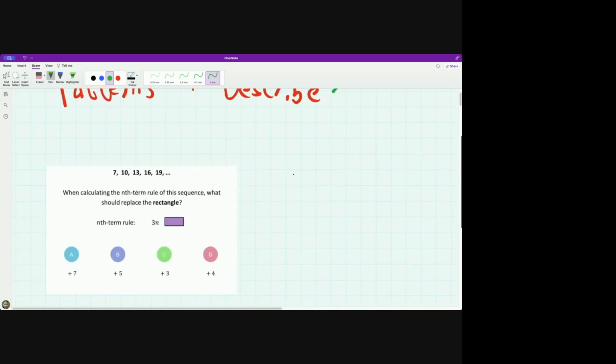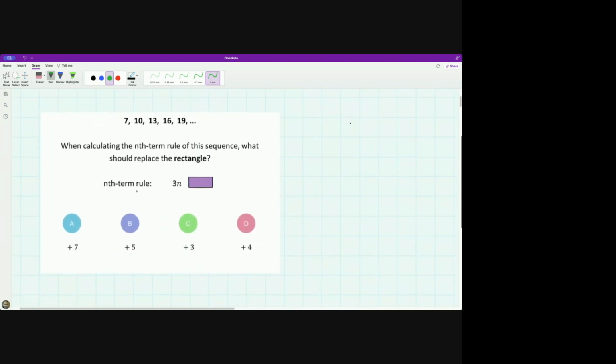I want to give you this multiple choice question. It says, you have the number pattern 7, 10, 13, 16, 19. When calculating the nth term rule of the sequence, what should you replace the rectangle with? All you've got so far is a 3n, and you have to choose which of the four would you choose to go with that 3n.